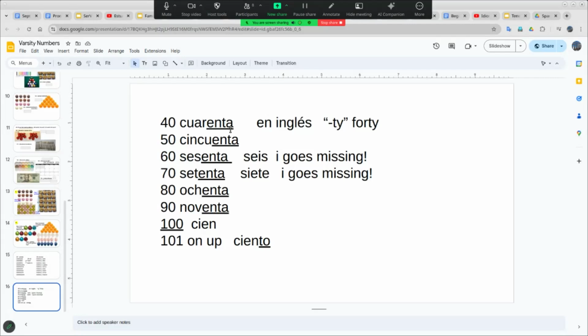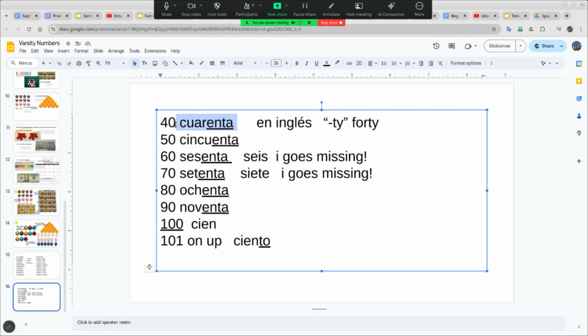Okay, here are our T words, 4T, 5T, 6T, right? And this one's going to look a little bit like cuatro, 40. Yeah, 40. This one is going to sound a lot like cinco, but 50. Okay. And this one is going to sound like seis, but the I goes missing. 60. Yeah, 60. That I in the middle of seis goes missing.